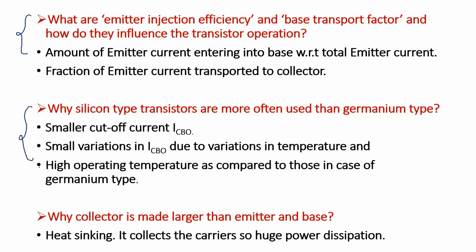You can see it here. And why is the collector made larger than the emitter? The collector is where, because its area is large, there is huge power dissipation in the collector region, because we collect many carriers there, and when these carriers are reaching toward the collector, there is heat dissipation. To remove this heat out of the device, we make the collector region large.